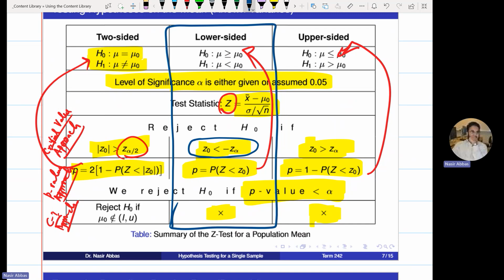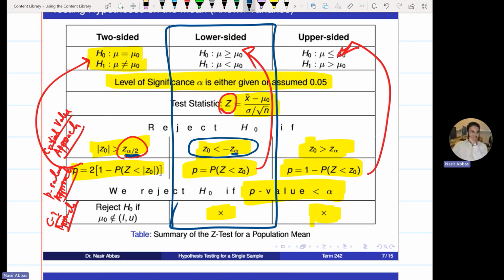But pay attention to this alpha. You will not look for alpha by 2 in the table here. You will look for alpha by 2 if your H1 is two-sided, not equal to. For one-sided hypothesis, you will look for alpha in the table. So go to the Z table and look for alpha.